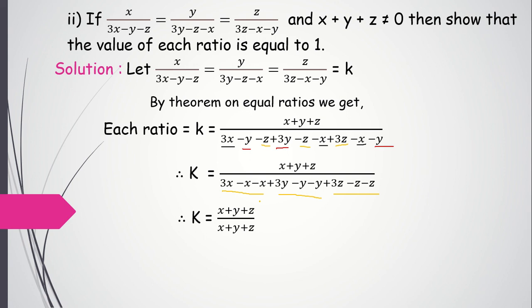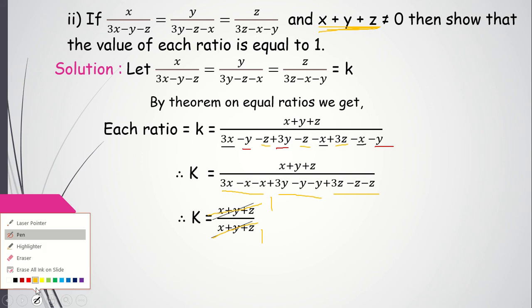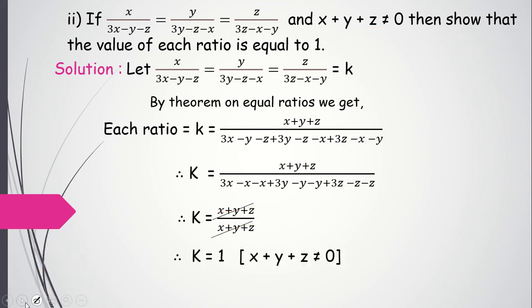Now they are similar terms, so we can cancel them, but we can only cancel them because it is given in the question that x plus y plus z is not 0. If it was 0, we could not divide, because division by 0 is not allowed. The answer is coming infinity in that case, right? So we will say this cancels this, and the answer is equal to 1, right? So we got k is equal to 1, and we have to give the reason here, since x plus y plus z is not equal to 0.